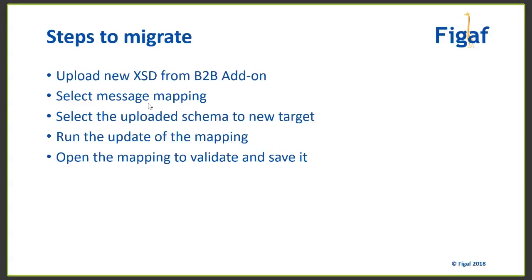To the PI system, you'd select the mapping you want to update. What are the new target schema of this mapping? It will run the update. You would then upload it, or the system would then upload the new mapping schema.